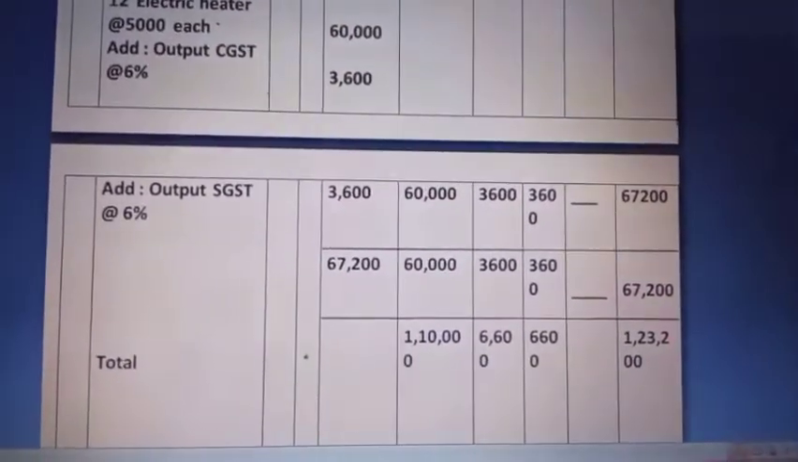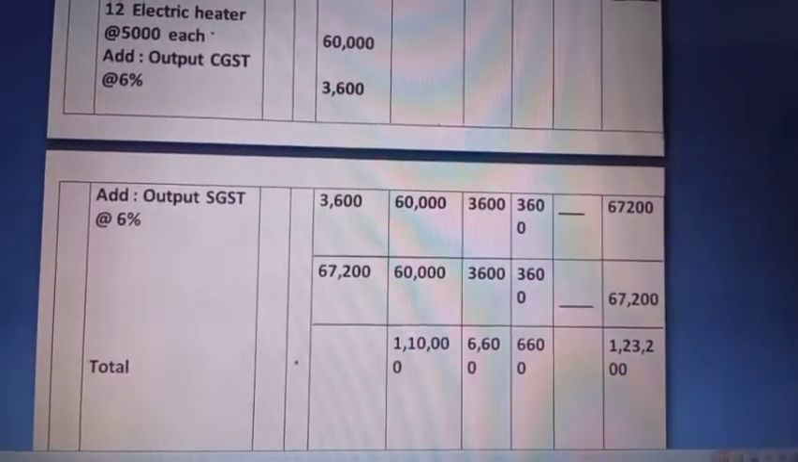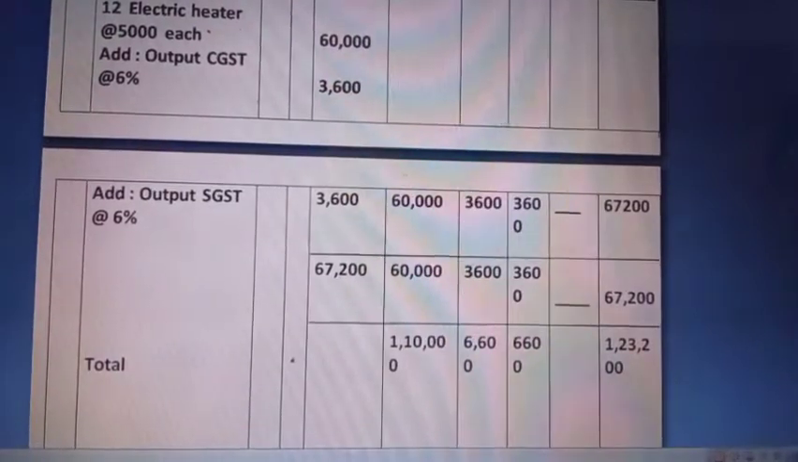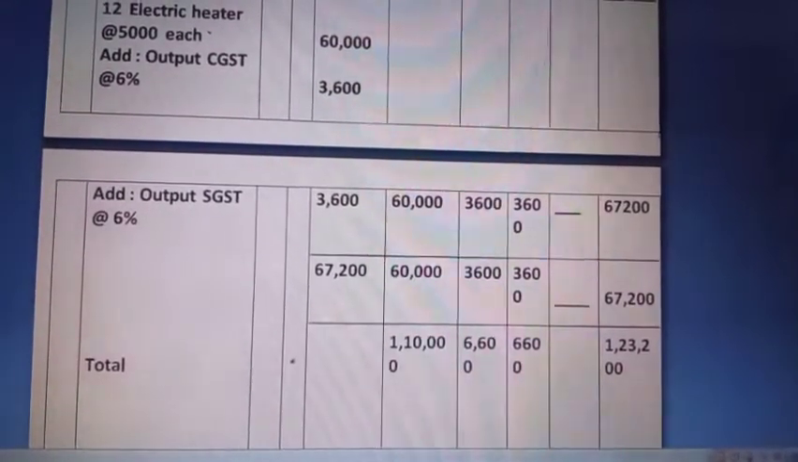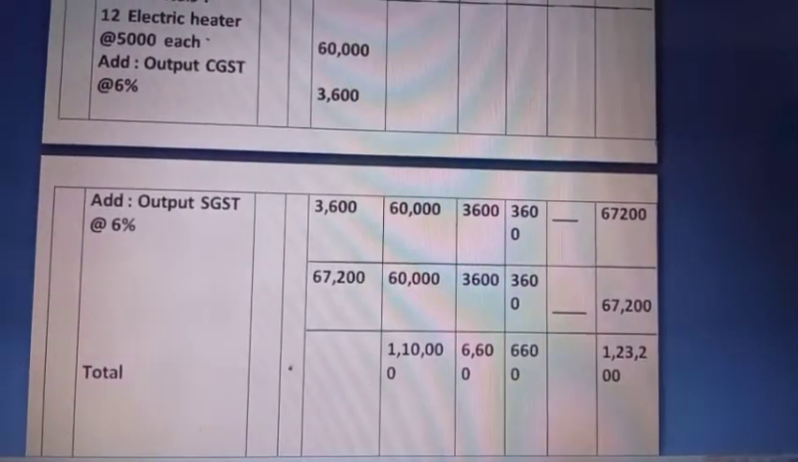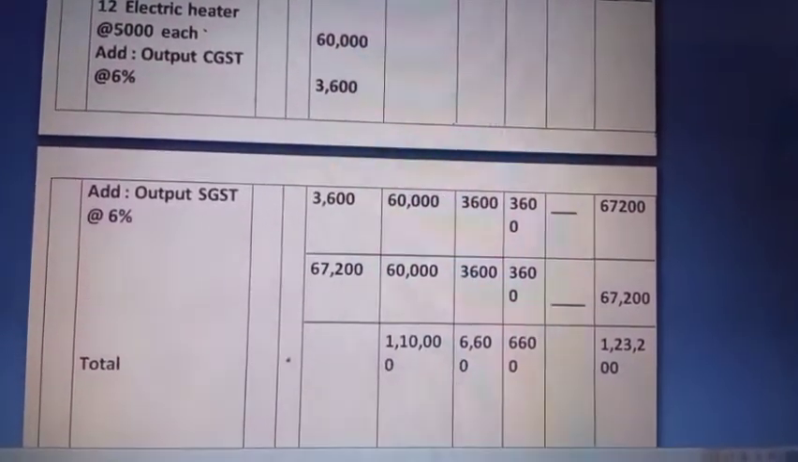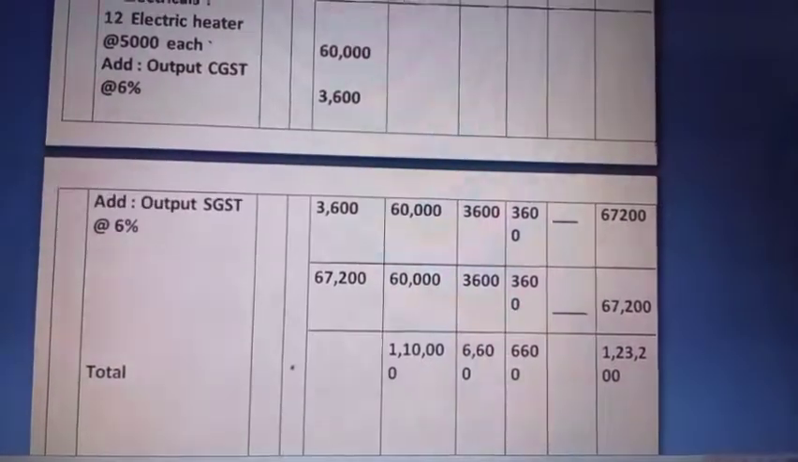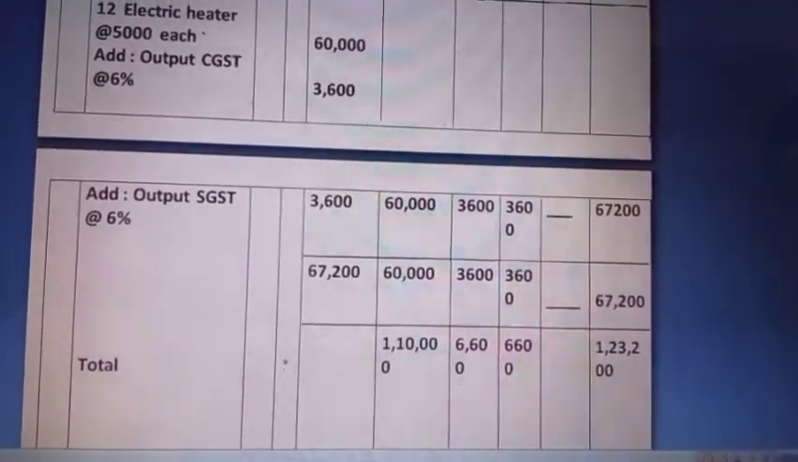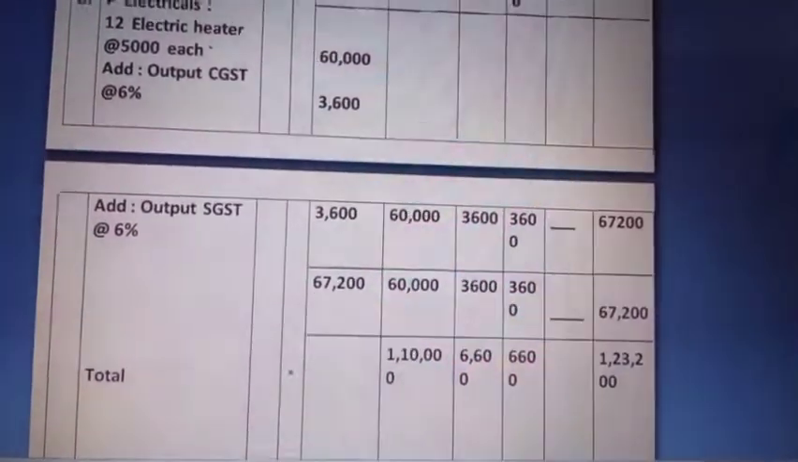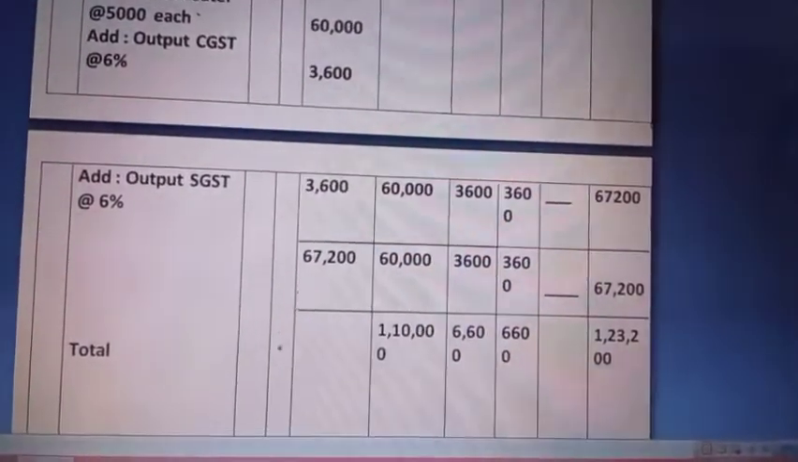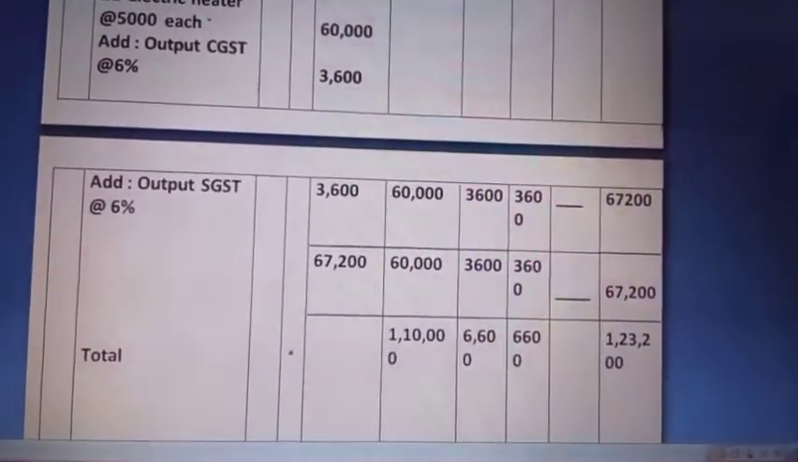Now after these two transactions we have to do the total column. Beside total you have to write the last day of the accounting year. Since I have not mentioned the accounting year in the question, I am not putting it, but when the accounting year or the accounting period is stated to you, you have to write the total on the last day of the accounting year.